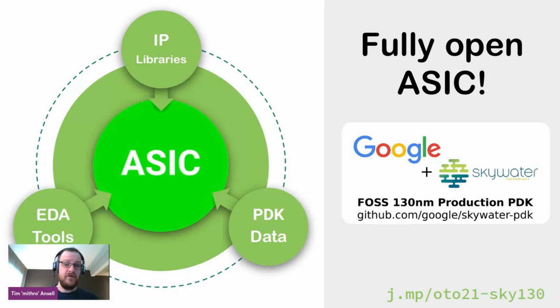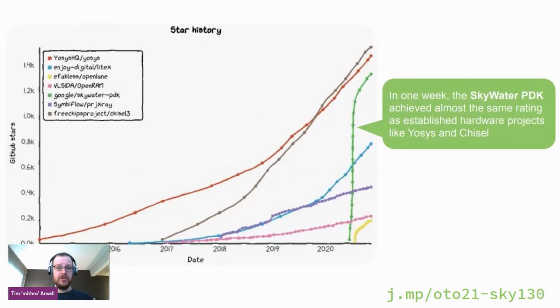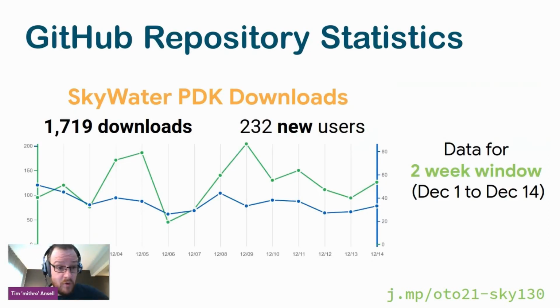And it appears that a lot of you agree with me, because in the first week after the PDK was released, the PDK got almost as many stars as traditional hardware projects like Yosys and Chisel, some of which have been around for 10 years. And if you look at the download stats, and these download stats are quite old now, but I haven't had a chance to update them, there are 200-ish new users on the PDK every week. If you told somebody in industry that they were going to get 200 new users every week on their PDK, they would tell you that there's no way that's going to happen.